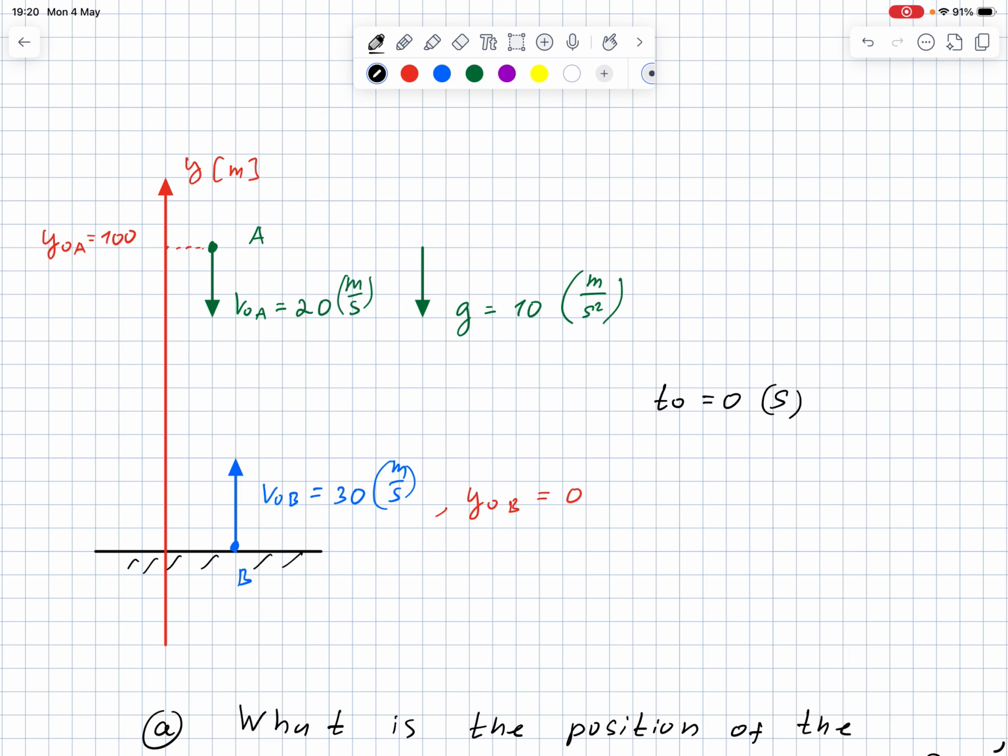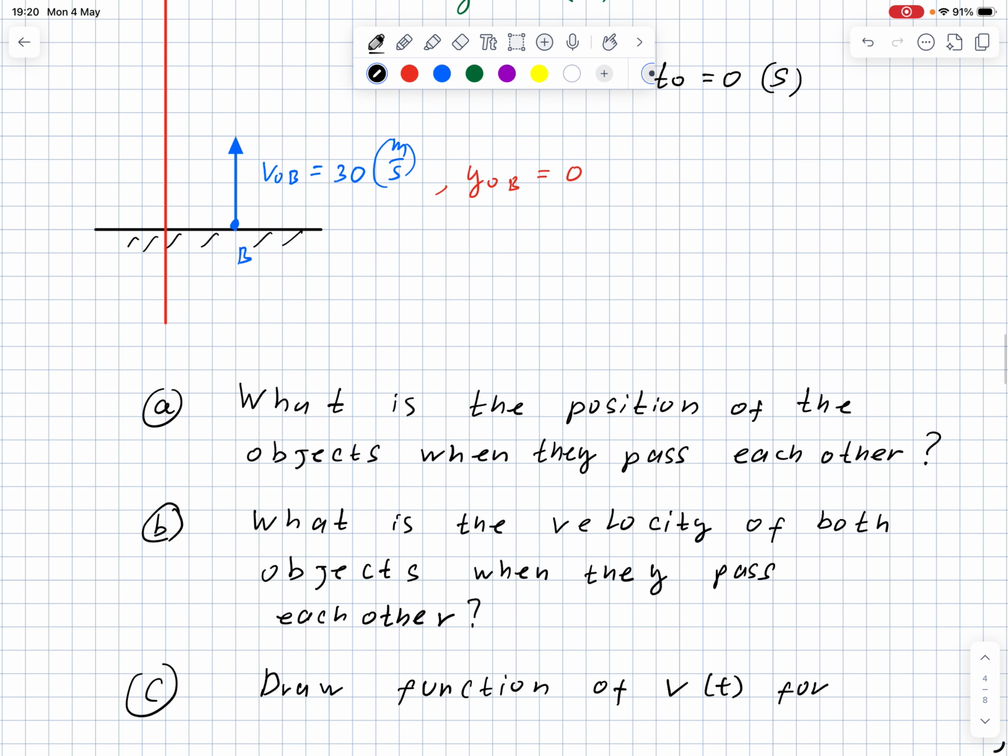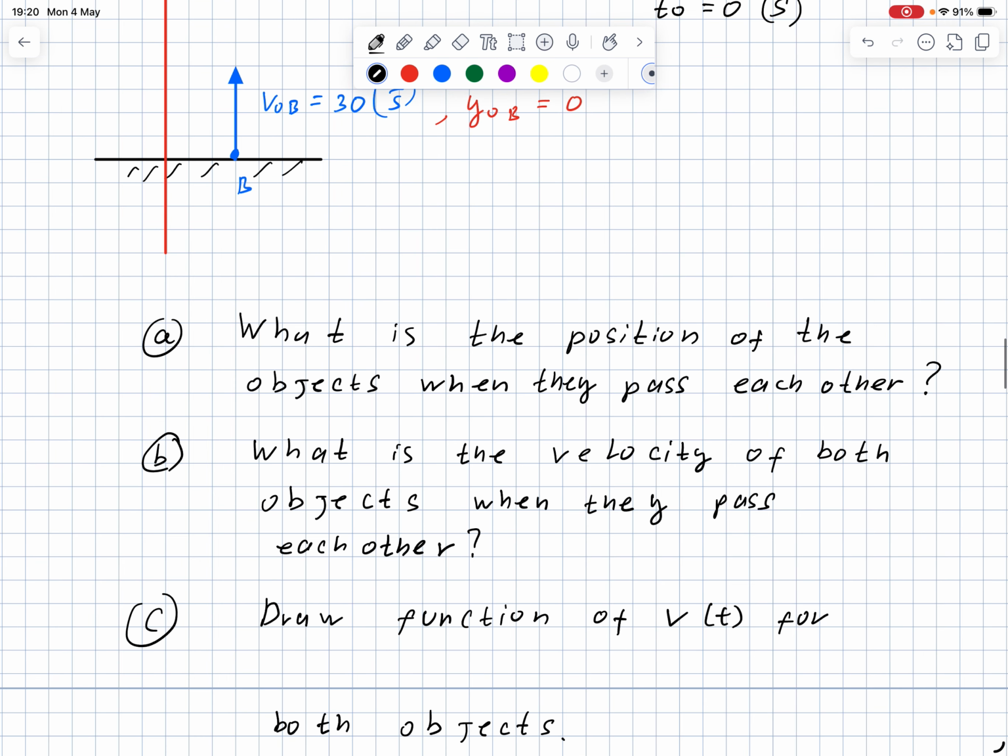Okay, let's see what we have to find. A. What is the position of the objects when they pass each other? We assume that there is no collision. B. What is the velocity of both objects when they pass each other? And C. We need to draw a function of v of t for both objects. In addition, I will also talk about how we can draw the function of the position y of t for both objects. But let's see what we can do about the first three, A, B, and C.